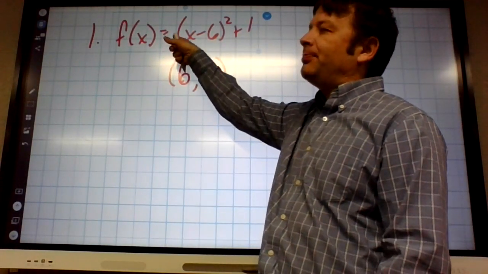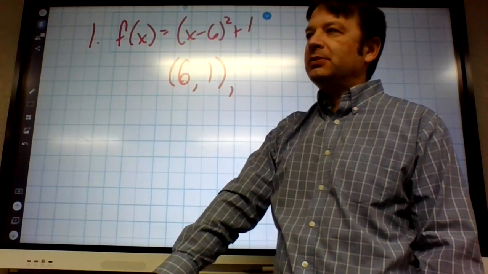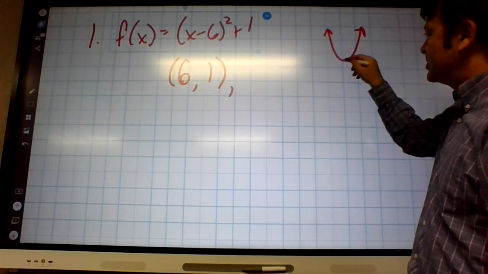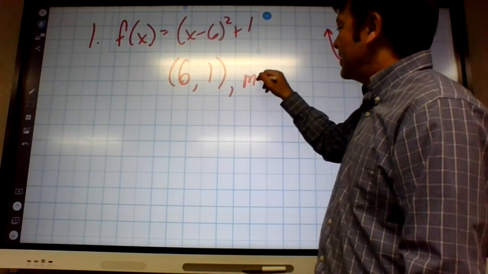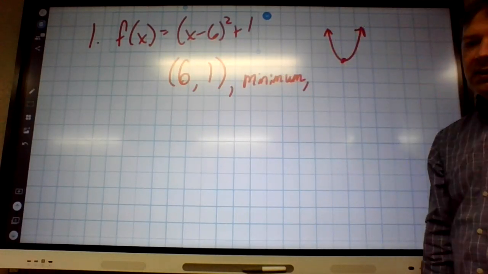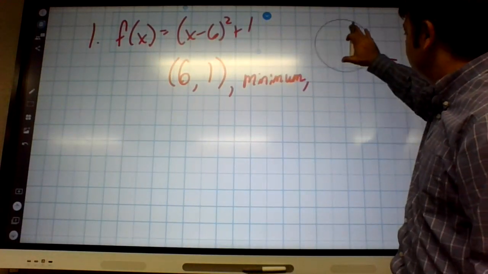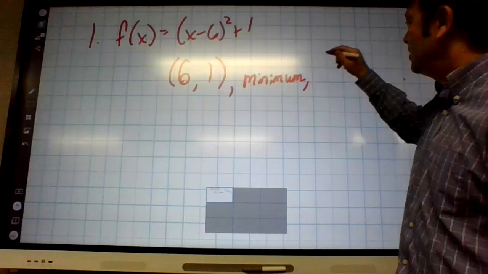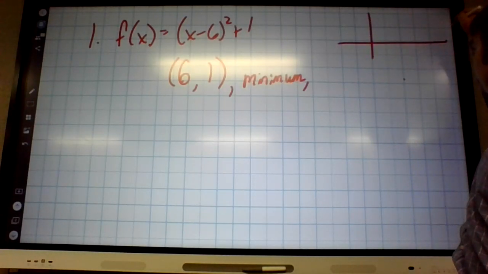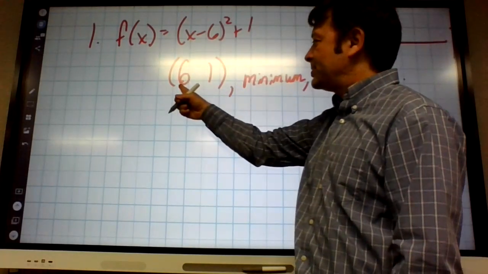So if it's opening up, is the vertex the maximum point or is it the minimum point? If the parabola is opening up, the vertex must be the minimum point. And that's the next question. Is it maximum or minimum? The next question is, what is the axis of symmetry going to be? X equals 1? No, x equals 6. Right, because 6, 1 is like way over here, so the axis of symmetry is x equals 6. Remember it always matches the x-coordinate.